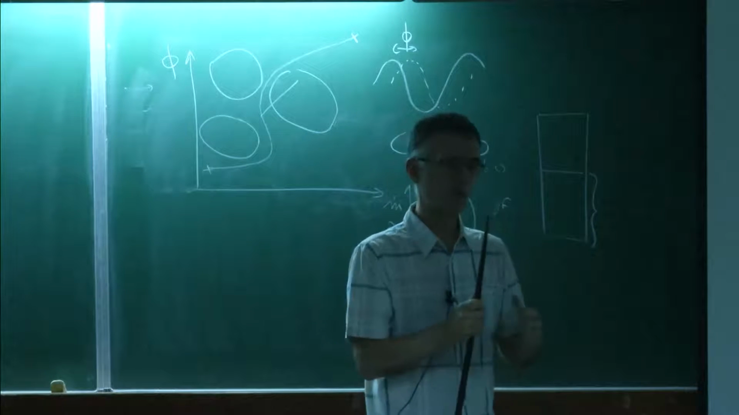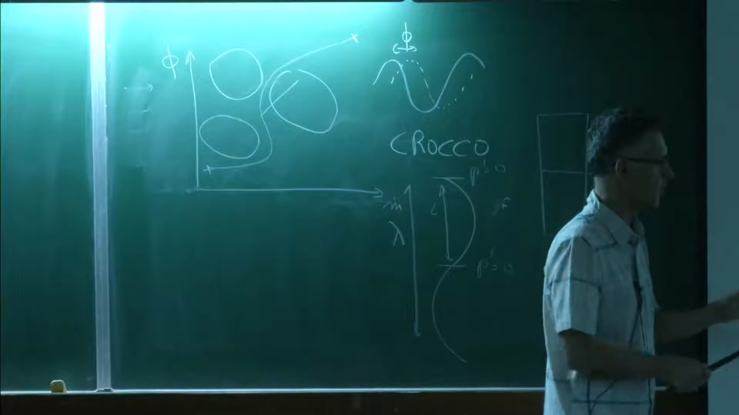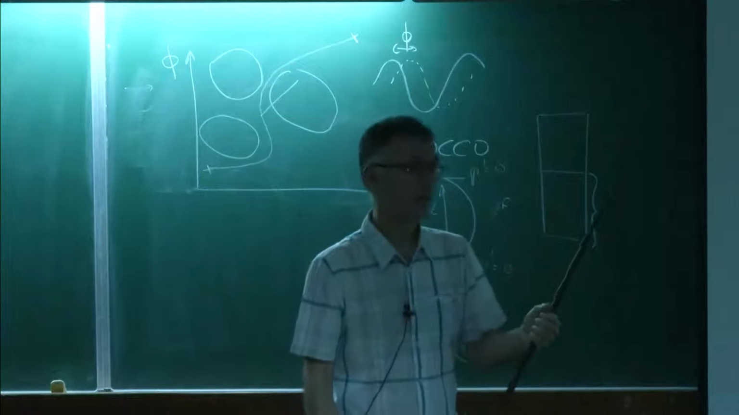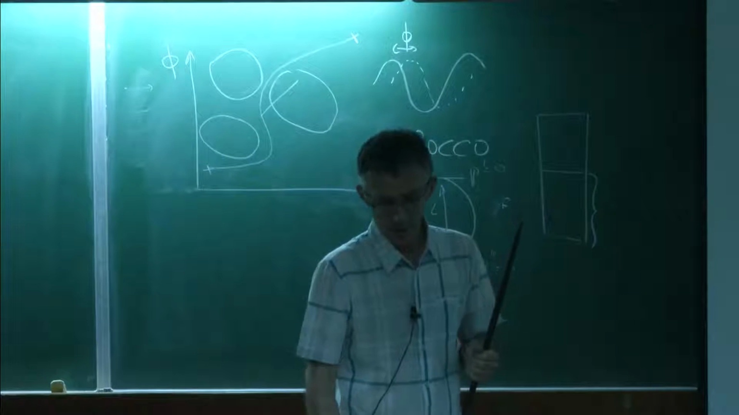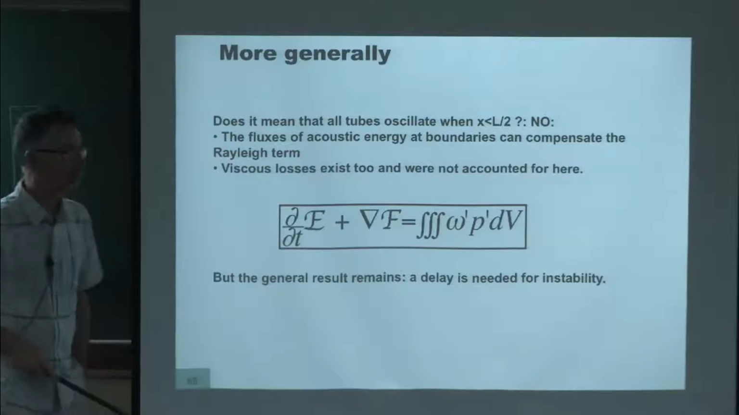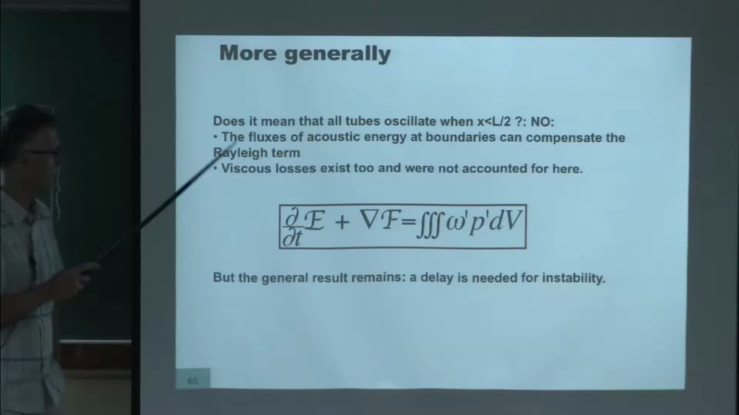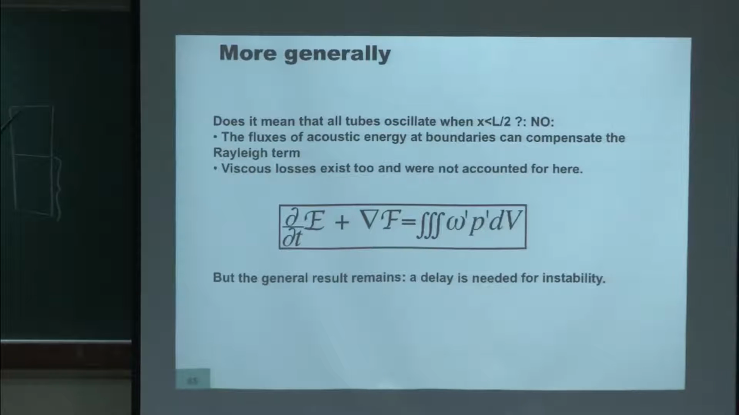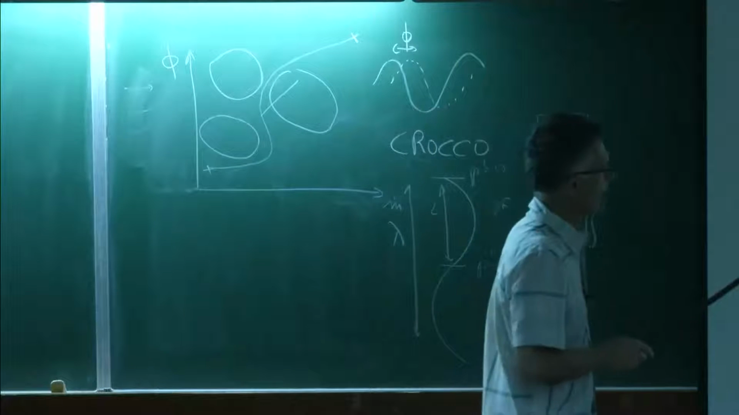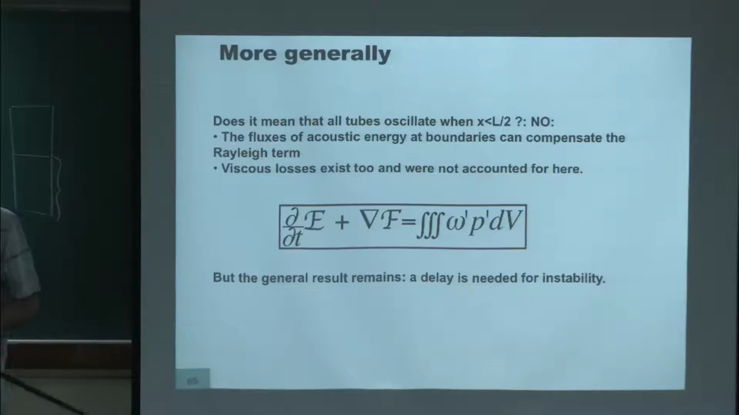So you can see that with the Rayleigh criterion, you can say a few things on a few specific cases if you assume the solution to be known and not to be too far from linearity. That means from the case without flame. More generally, it doesn't mean that all tubes will oscillate when x is less than L over 2. You still need to check exactly the fluxes of acoustic energy, because here I've said p prime equals 0, but we know it's not exactly true. There are some losses at the outlet, and of course there are viscous losses. But this is a good starting point for the Rayleigh criterion.